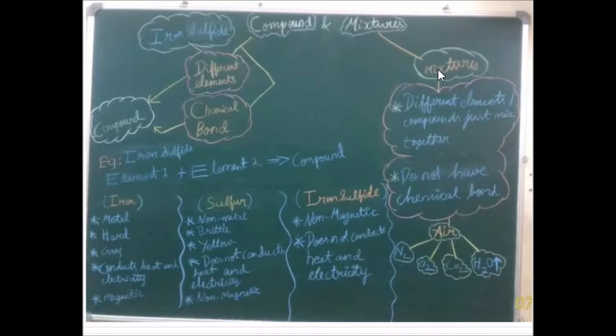Let us consider mixture. Different elements or compounds just mix together, but they are not chemically bound. For instance, air is the mixture of nitrogen, oxygen, carbon dioxide, and other gases, and also water vapor.